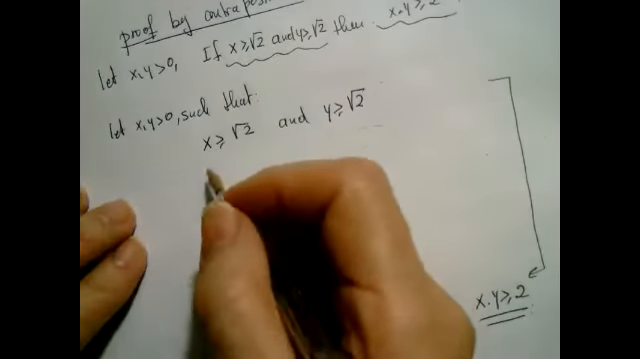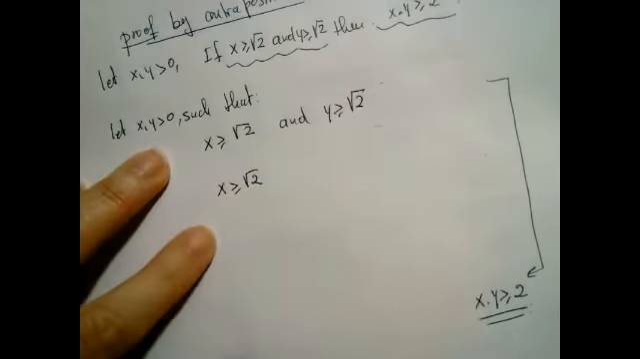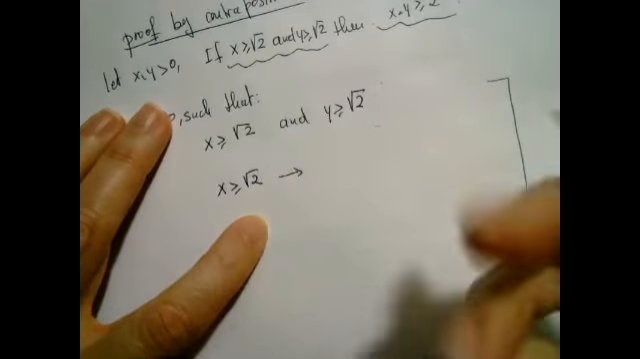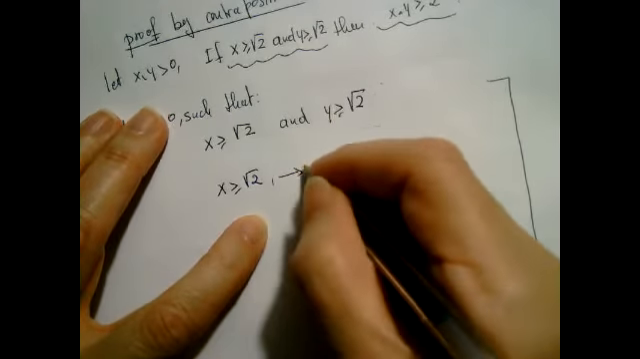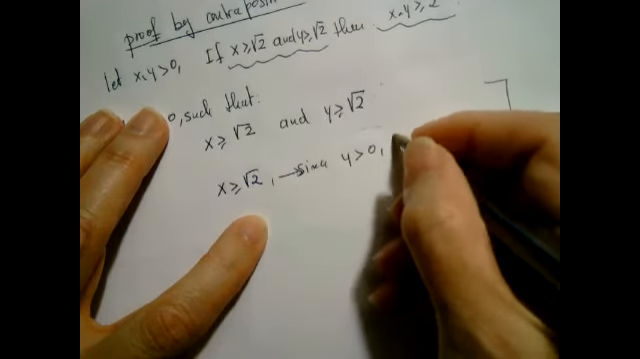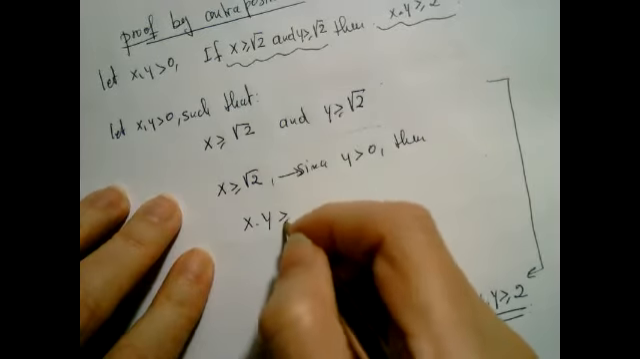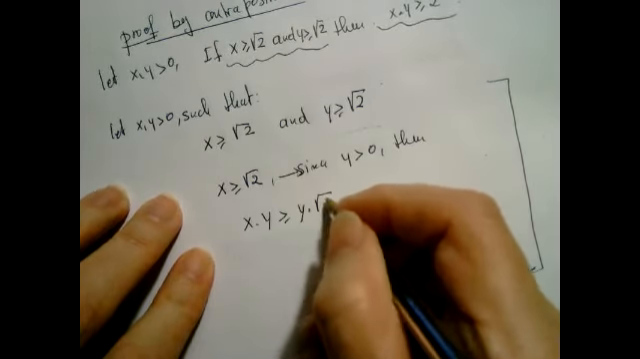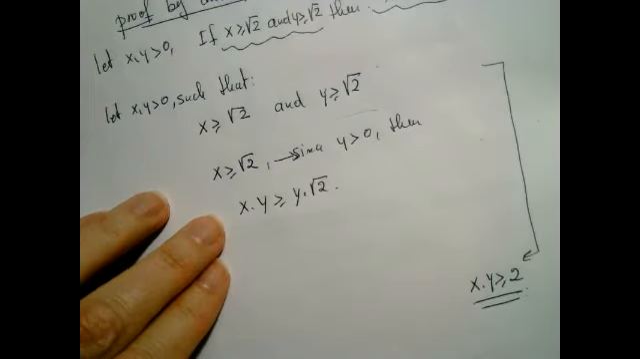Okay, so let's take x, so x bigger than or equal to the square root of 2. One way, I'm basically rephrasing it: since y is positive, then x times y is larger than y times the square root of 2. Is this statement correct?